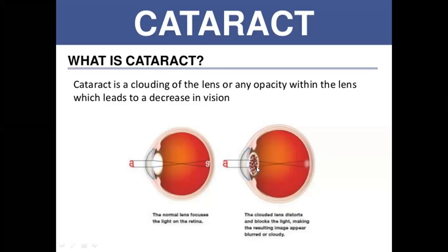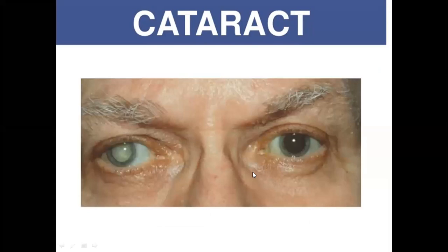So this is a cataract. This is pearly white in color, and this is a clouded lens, and when the lens becomes clouded or pearly white, it gives the patient blurred vision, or sometimes creates a problem for the patients.